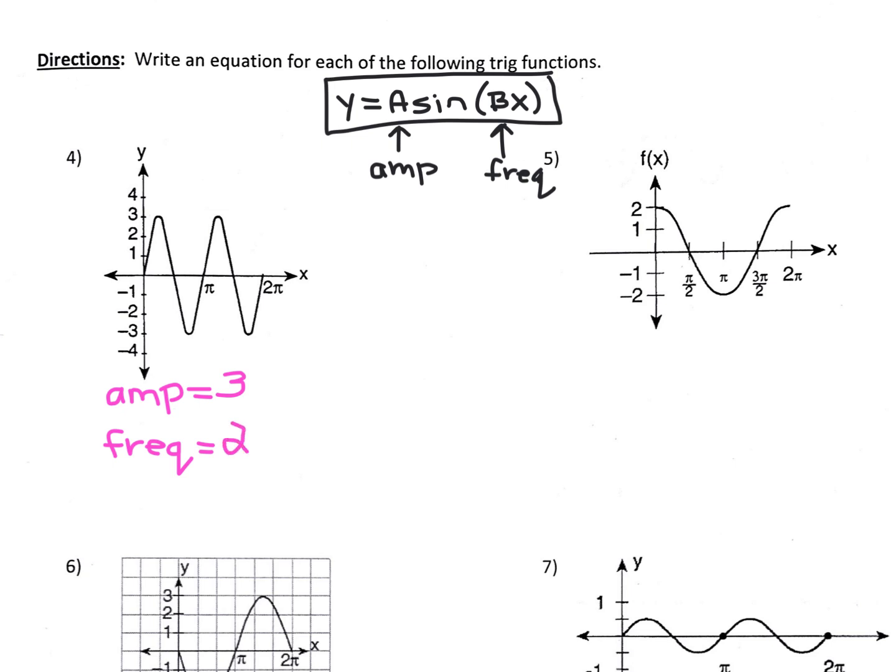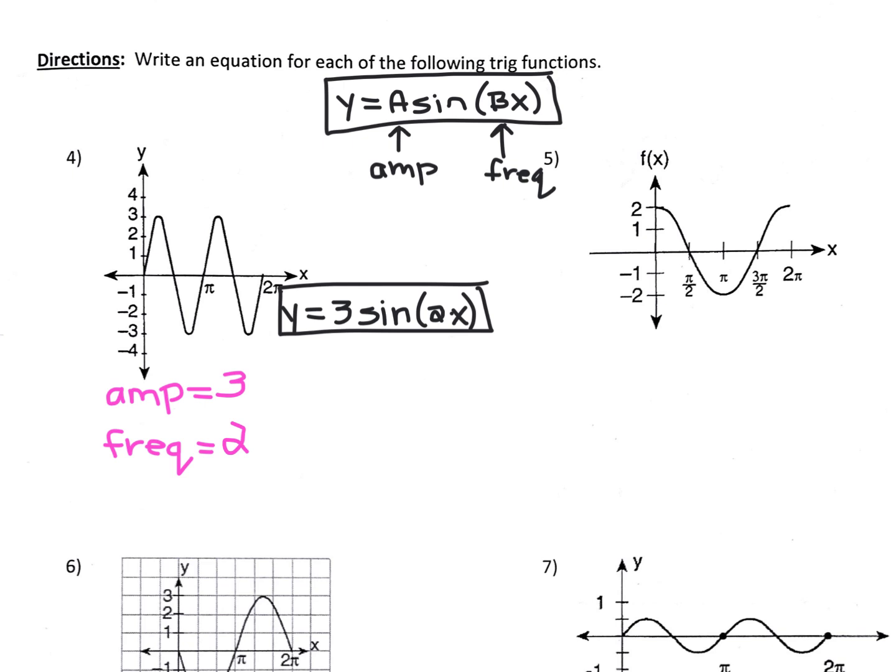All right, so all we have to do is take the 3 and put it in front of the word sine, and the 2 and put it in front of the x, and we have our equation. All right, so there we have it. So y equals 3 sine of 2x. All right, so let's take a look at number 5.